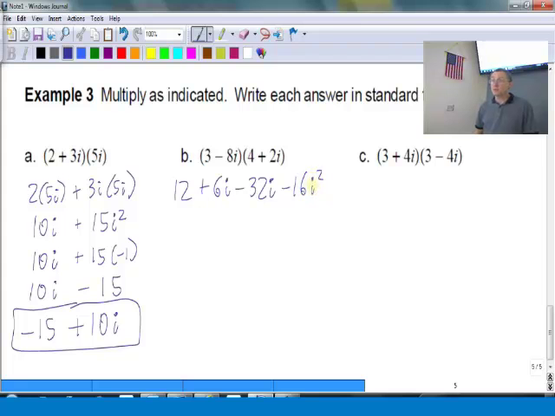Good first step, but we want to write our final answer in the form a plus bi. So obviously more to be done. What can we do next? I think the 12 just comes right down. Combine the i terms. 6i, -32i, or 6i minus 32i is how many i?